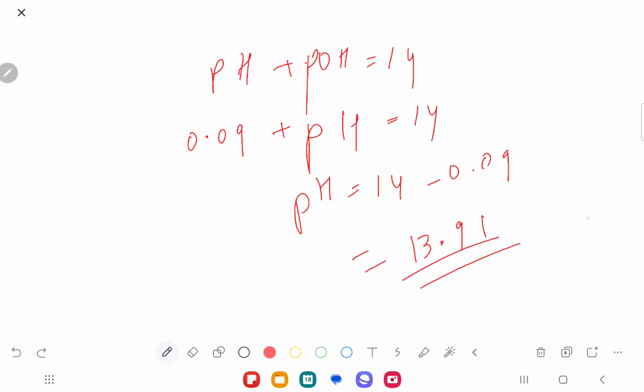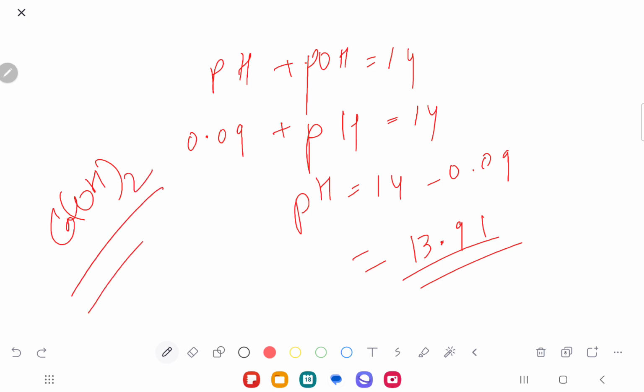So what do you think should be the pH? The pH plus pOH should be what? The pH plus pOH should be 14. pOH is 0.09, so pH is going to be 14 minus 0.09. Are you understanding? So it is going to be 13.91. So 13.91 shall be the pH for this particular base, which is calcium hydroxide.